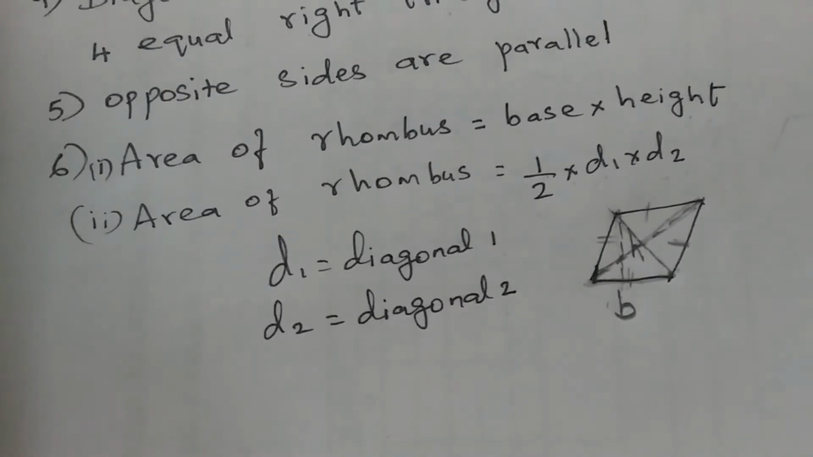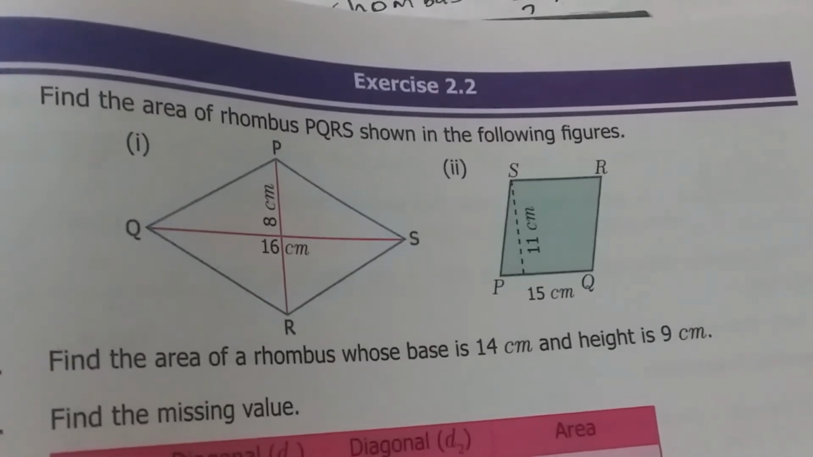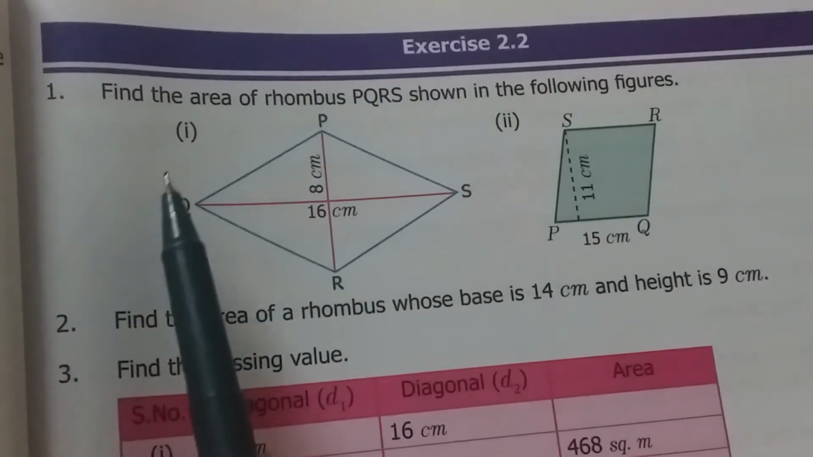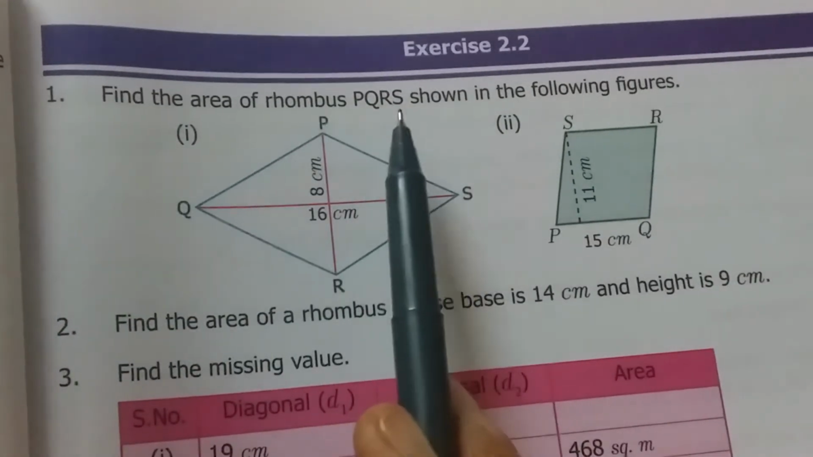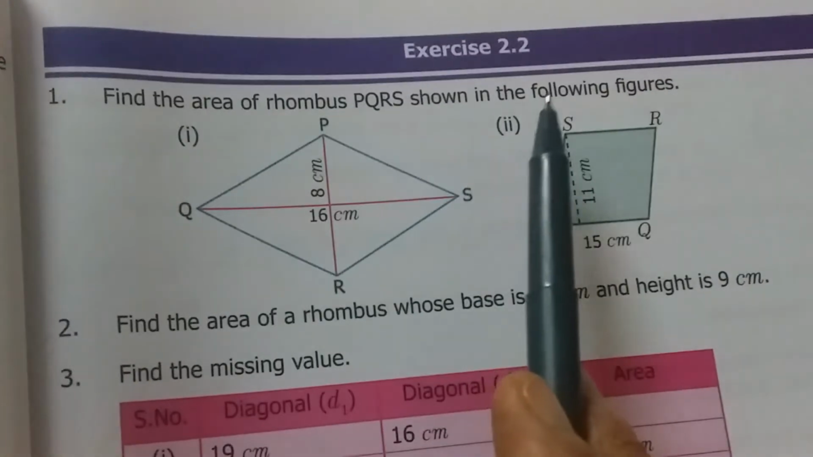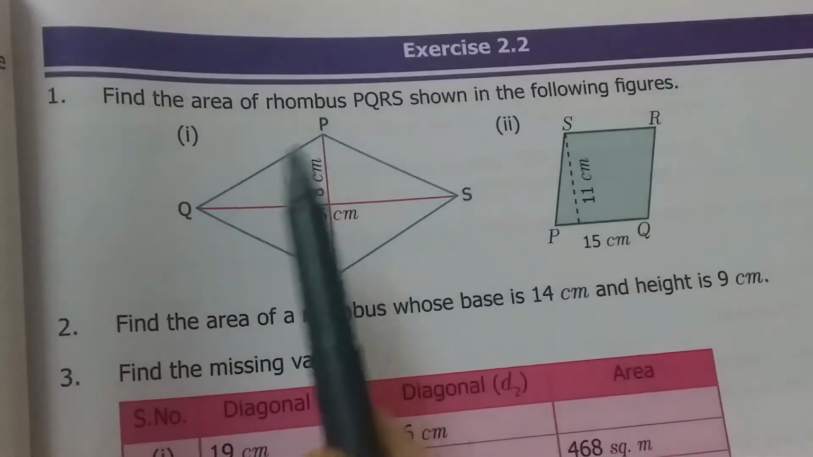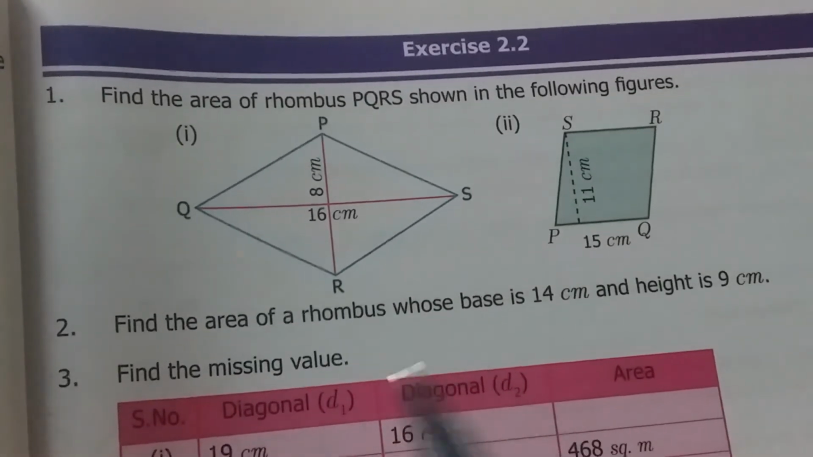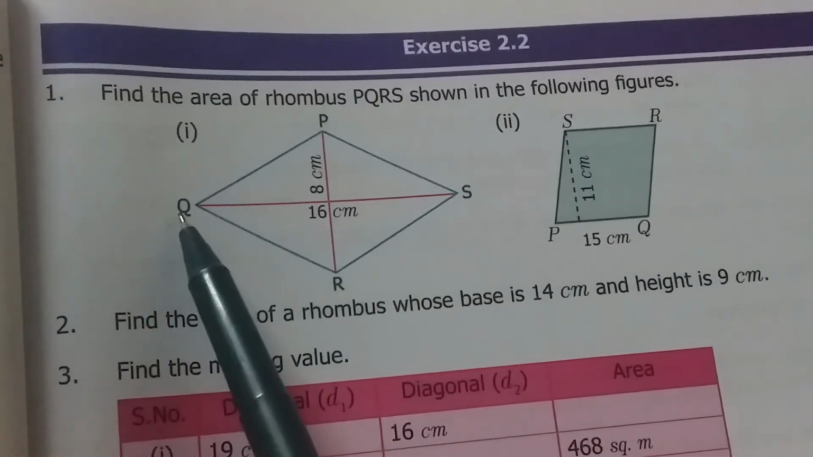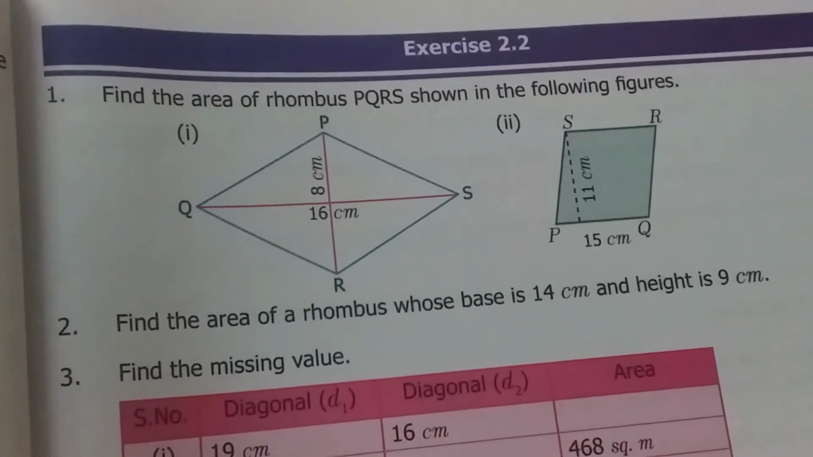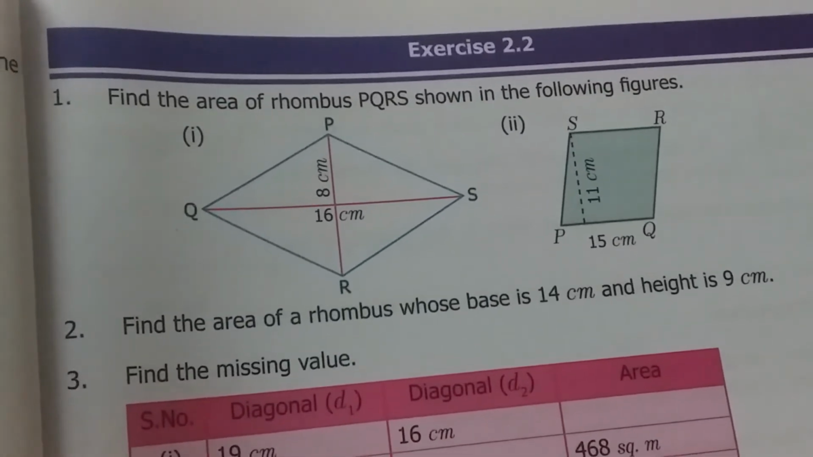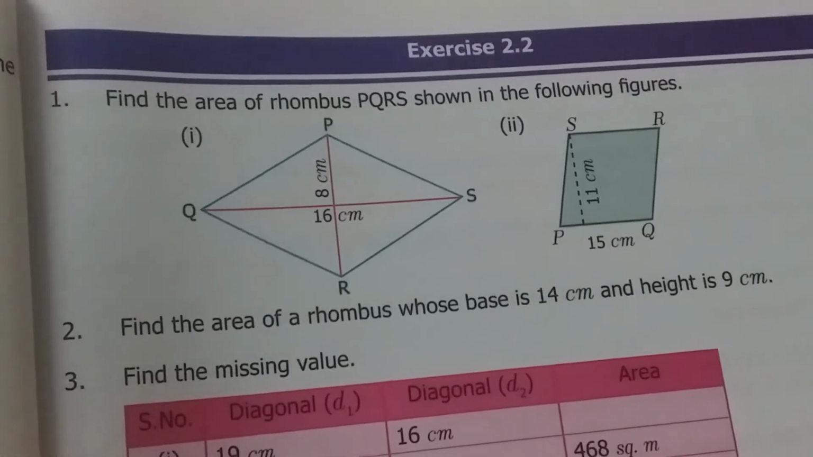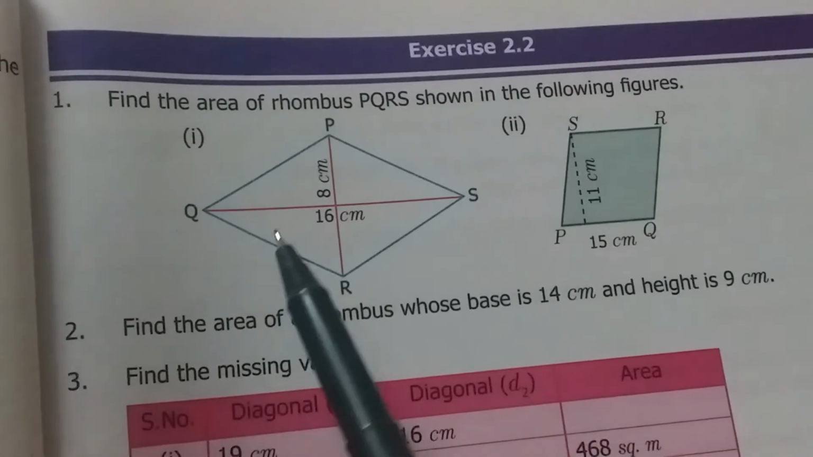Okay. Now we'll start with exercise 2.2, which is about finding the area of the rhombus. Read the first question. Find the area of the rhombus PQRS shown in the following figures. Look at the first figure. PQRS is a rhombus and we are given 2 measurements. What are these 2 measurements? First of all, you have to find out whether the given measurements are base and height or the diagonals. What do you guess, children?